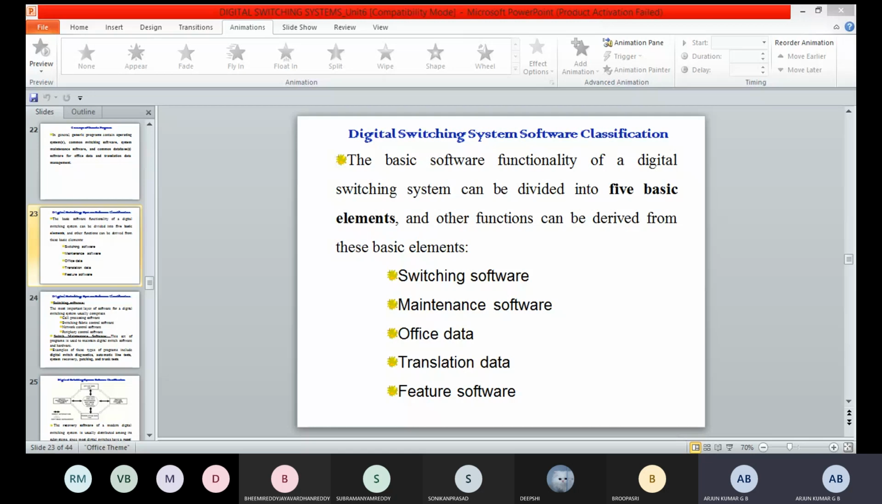And then some network control software is used in the DSS, and some peripheral device control software. Peripheral means extra, some additional devices. Auxiliary devices will be connected to the particular DSS, which we can't connect directly, so through some application we can connect the devices. These are the call processing software, switching fabric control software, network control software, and peripheral device control software. These are the switching software.